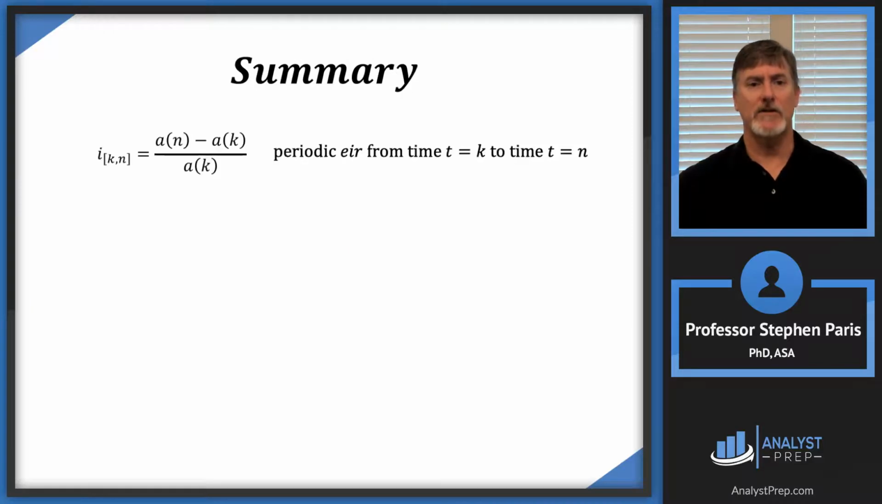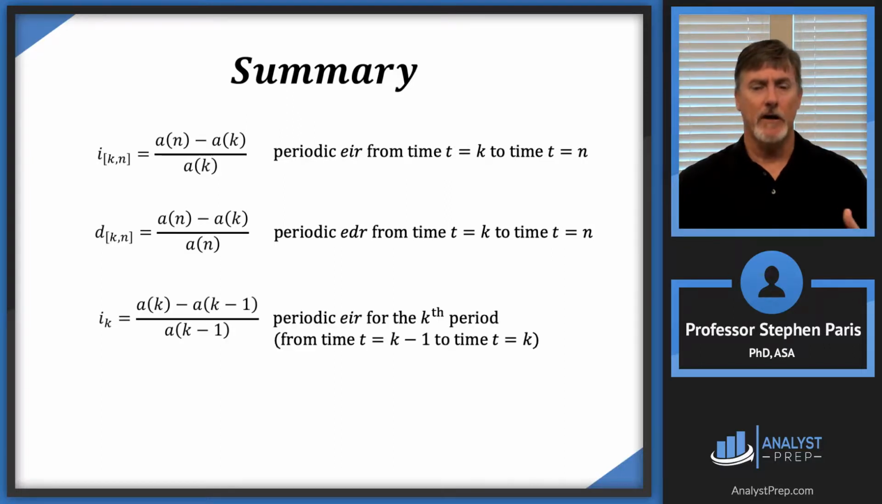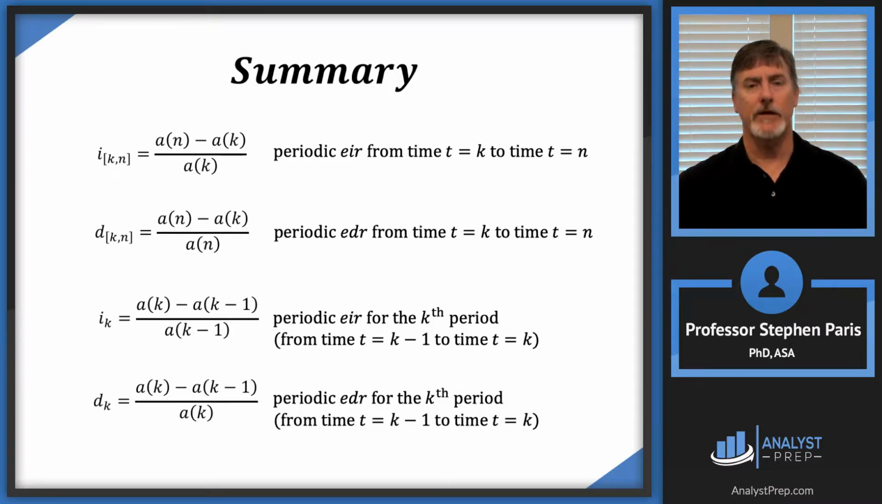Okay, so the summary: we have this formula for the periodic effective interest rate generally from time k to time n, and the formula for the periodic effective discount rate from time k to time n looks very similar. The only difference is in the denominator, because for an interest rate, the principal is thought of as the beginning of period amount, that would be A of k in this case. In the discount context, the principal is thought of as the end of period amount, that's the A of n amount. So the denominators are different. And then I could look over the kth period: I have a periodic effective interest rate for the kth period, and then a periodic effective discount rate for the kth period. Finally, I'd like to mention compounding again.